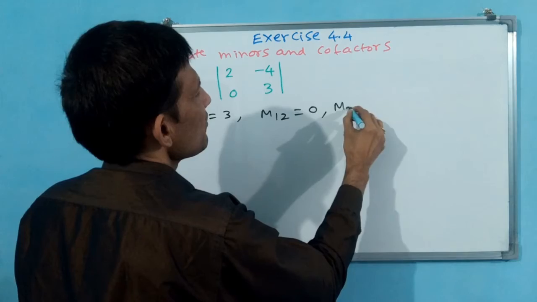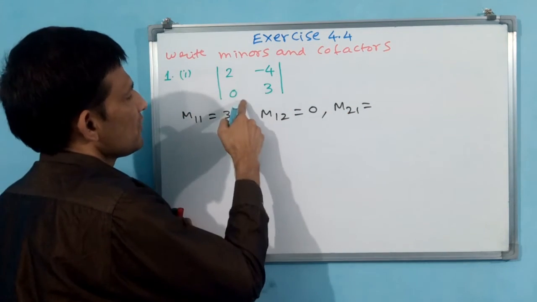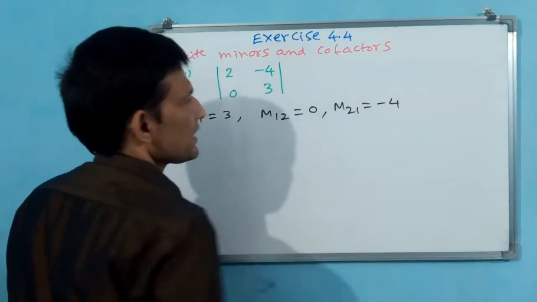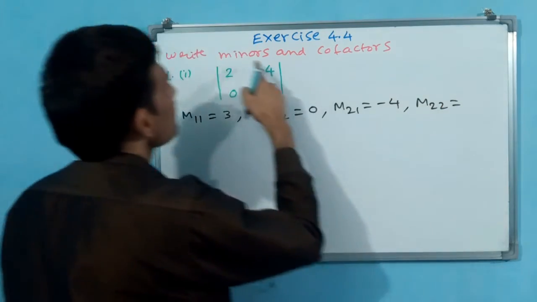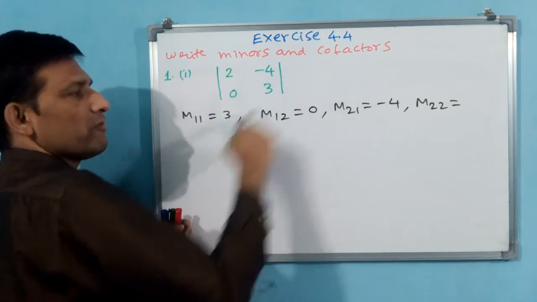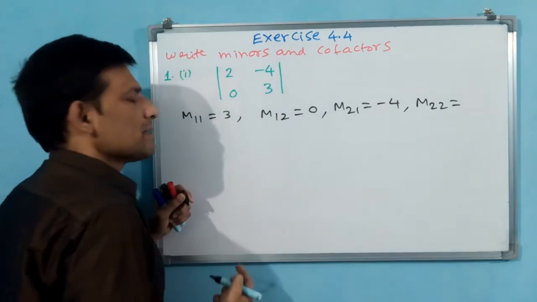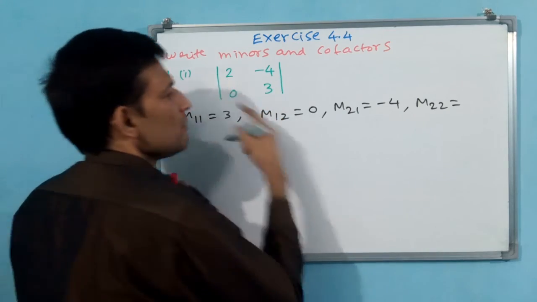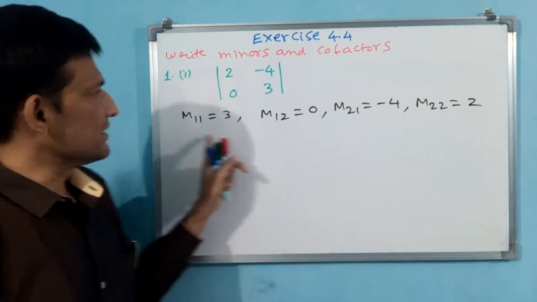Now M21. Second row, first column if you close, automatically -4 will be there. Then what about M22? Minor 22. Because we are finding all minors, then we will find cofactors also. Now minor M22: second row, second column if you close, automatically 2 will be there, so you write 2. Now these are the minors.